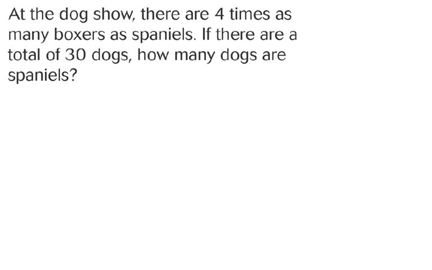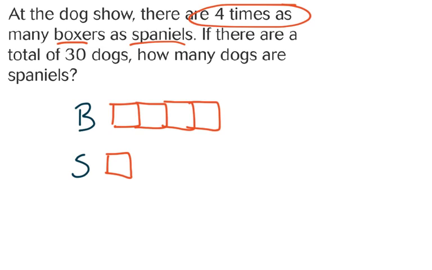We need to go and draw a model for this problem. We're going to be representing boxers as B and spaniels with an S, and there are 4 times as many boxers as spaniels. So we're going to have 4 boxes next to our boxers and only 1 box next to spaniels. This is what your model should look like.